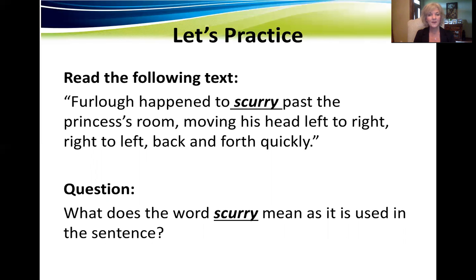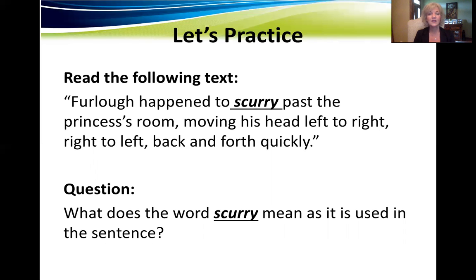We'll always go back to the text and let's reread. Furlough happened to scurry past the princess's room, moving his head left to right, right to left, back and forth quickly.